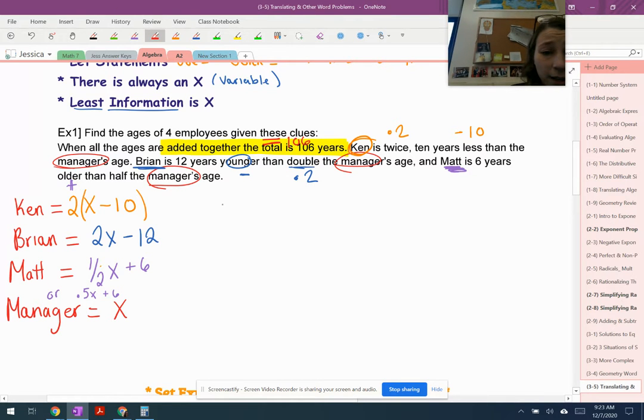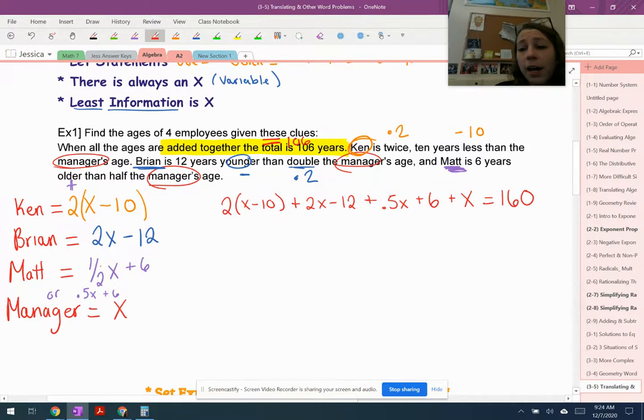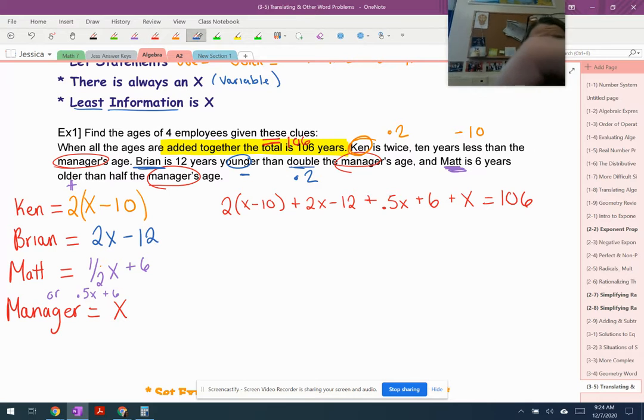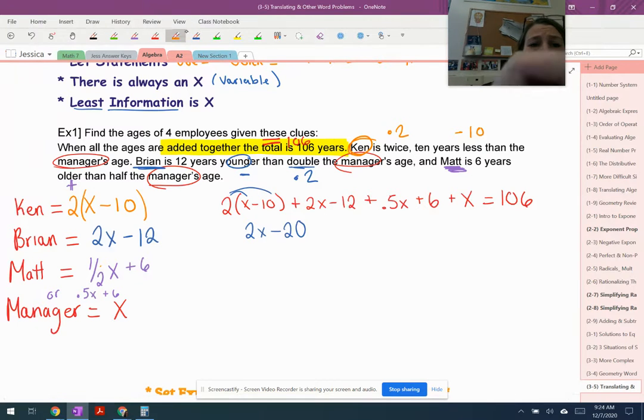So we've got Ken, and the key here is just to be careful not to miss anybody. Ken plus Brian plus Matt, and I'm just going to go 0.5x here because I think we all prefer decimals over fractions, and then the manager. Oops, not 106. Ooh, very big mistake there. 106, not 160. All right, so combining like terms and distribution to start off. Swoop, swoop. 2x minus 20. And I'm going to do some combining of like terms over here.